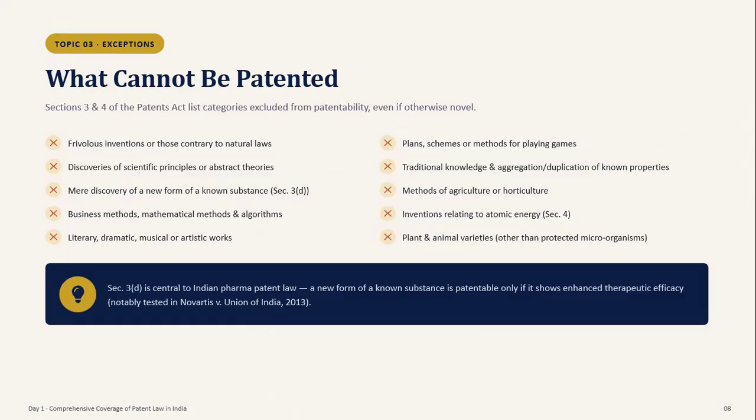The Act also excludes business methods, mathematical models, and algorithms within the specified statutory framework. Literary, dramatic, musical, and artistic works are also outside the patent system. Similarly, certain schemes or methods for playing games, traditional knowledge, certain aggregations of known properties, methods of agriculture, and inventions relating to atomic energy are excluded. This slide also highlights plant and animal varieties, subject to the applicable statutory treatment of microorganisms.